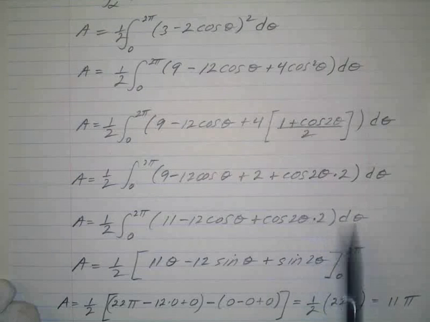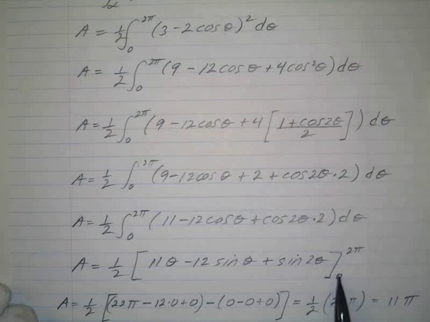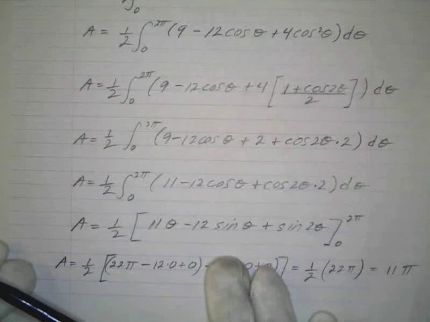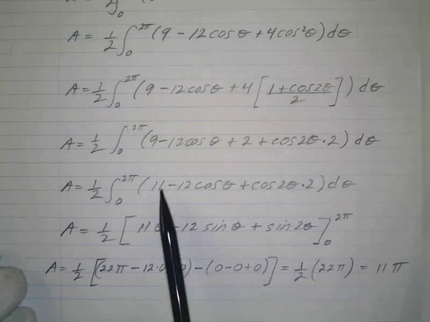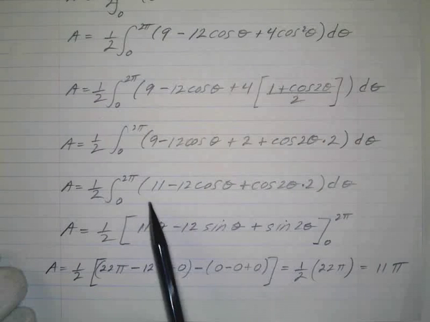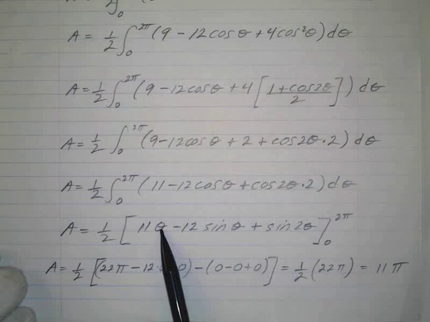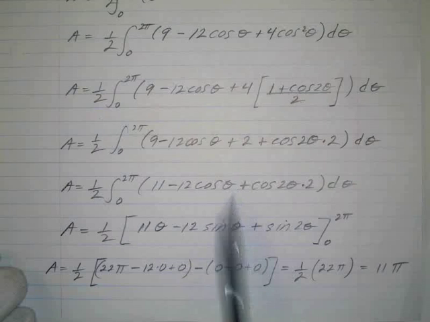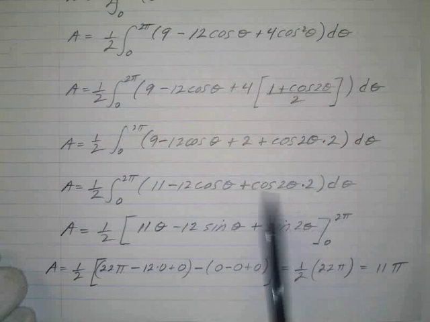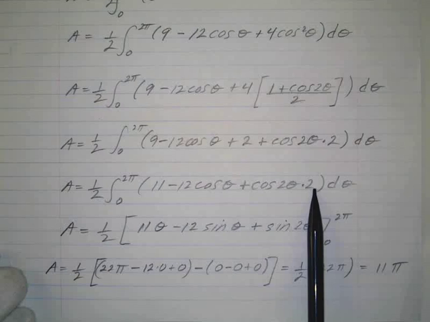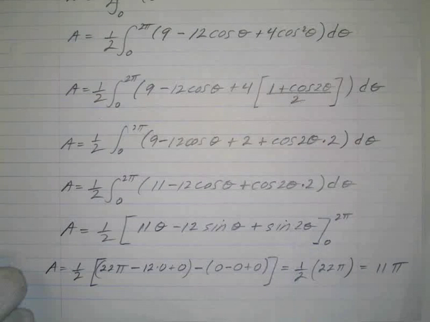the cosine of 2 theta times 2 d theta, and I take my antiderivative, and I evaluate it from 0 to 2 pi. And again, that's going to be nice because the antiderivative of 11 with respect to theta is 11 theta. And then minus, and the antiderivative of the cosine is the sine, so that's easy. And I've got this all set up. This is like cosine of u du, which is sine of u.